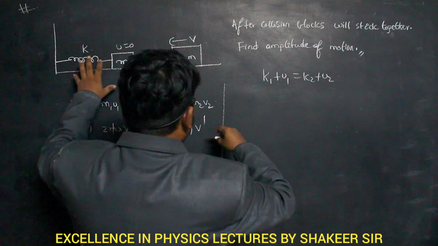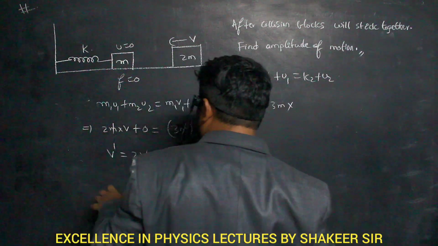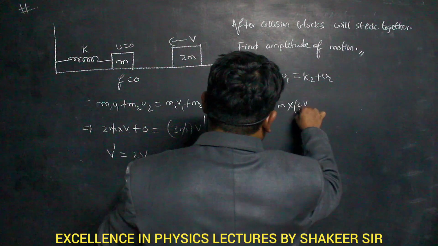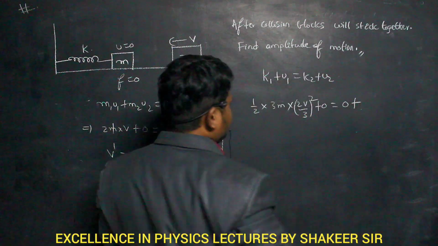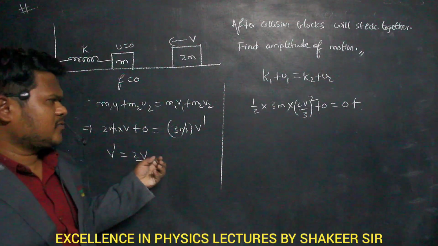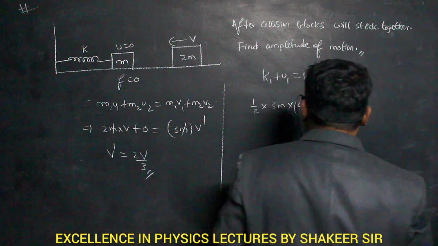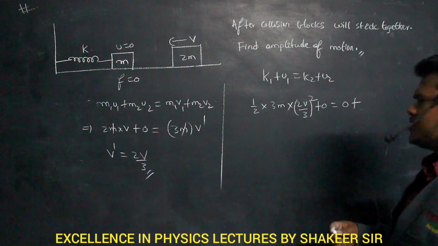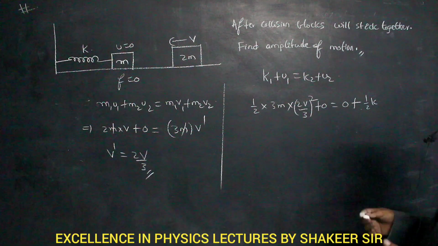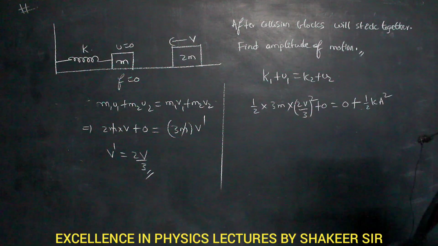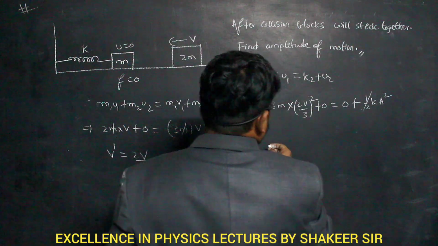Blocks have initial kinetic energy: half into 3m, and velocity is 2v divided by 3 whole square. Initial potential energy is 0. Final kinetic energy is 0. Why? Because at the instant of maximum compression, all the bodies are at rest. And what is U2, the final potential energy? Only the spring has potential energy, so half k x square. X is nothing but the compression, and maximum compression I can write as amplitude, so half k amplitude square. Half and half get cancelled. Clear? So what can I write?